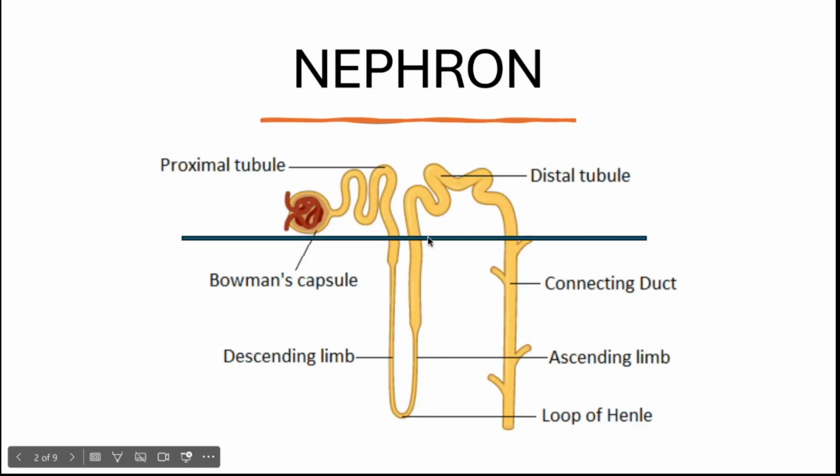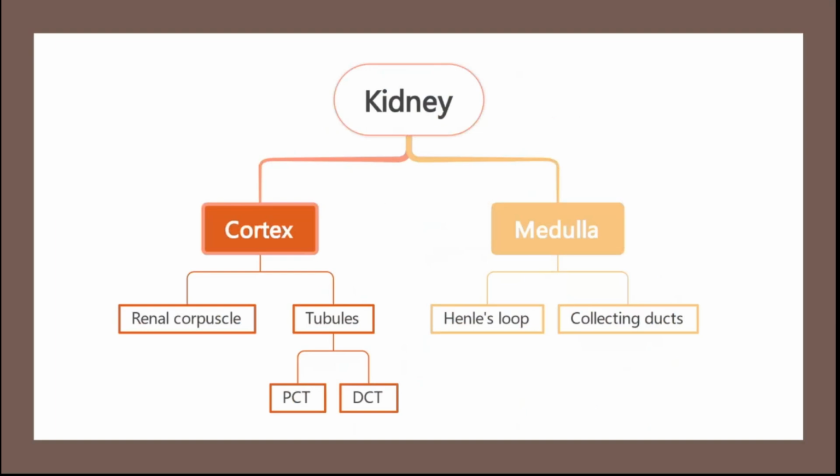And this line over here just tells you what part of the nephron lies in the cortex of the kidney, and what lies in the medulla. So this part above the line is what you will find in the cortex, and this part below is what is going to be found in the medulla. Just to summarize, the cortex of the kidney contains the renal corpuscle, proximal convoluted tubule, and the distal convoluted tubule, whereas the medulla consists of the loop of Henle and the collecting ducts.